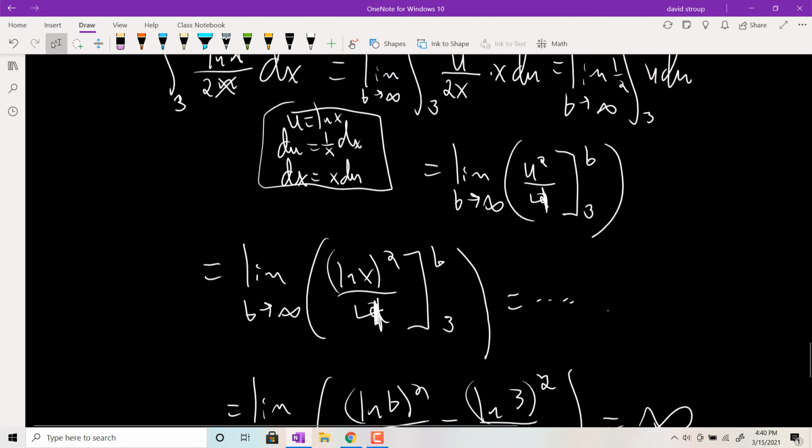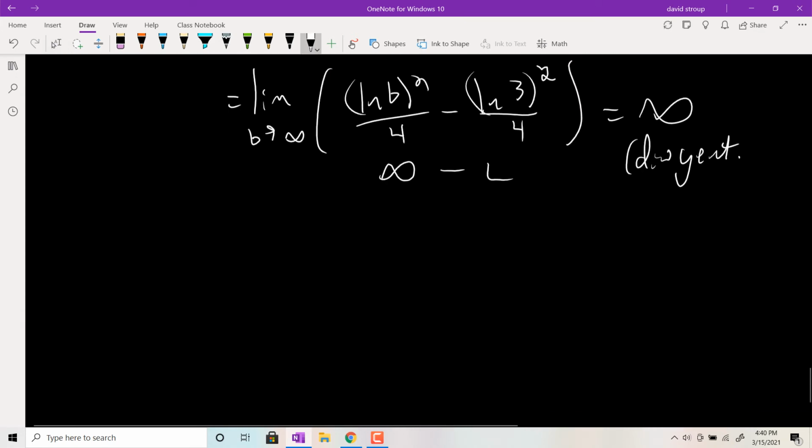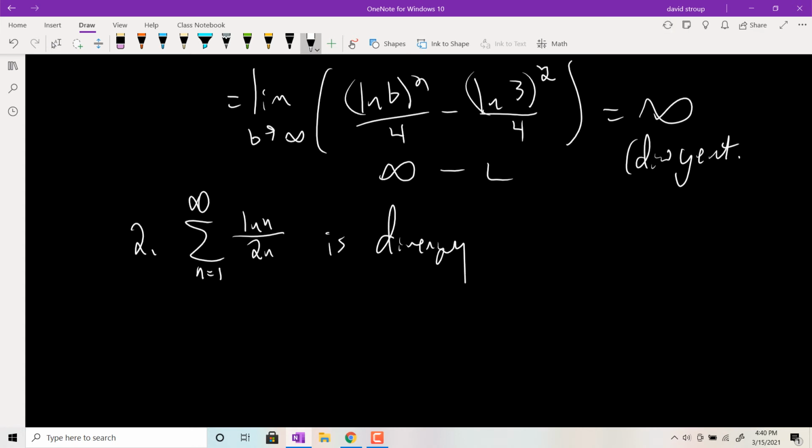Long story short, the thing we're comparing it to, the series of ln of n all over 2n, from n equals 1 to infinity, is divergent. I mean, technically it's n equals 3 to infinity, but adding in a couple terms isn't going to mess it up. So ln of n over 2n is divergent from the integral test.